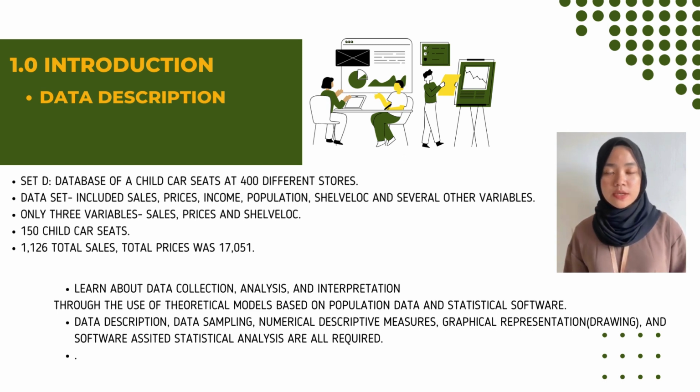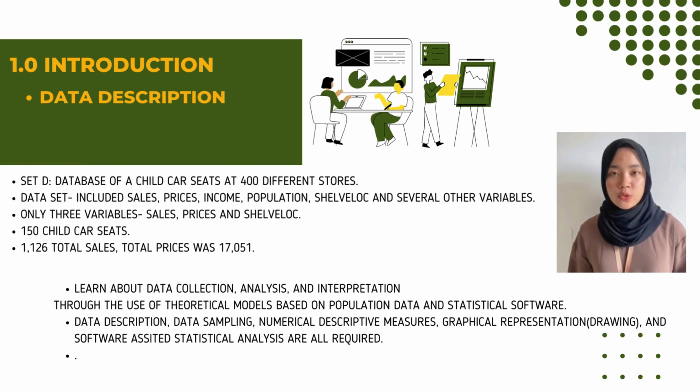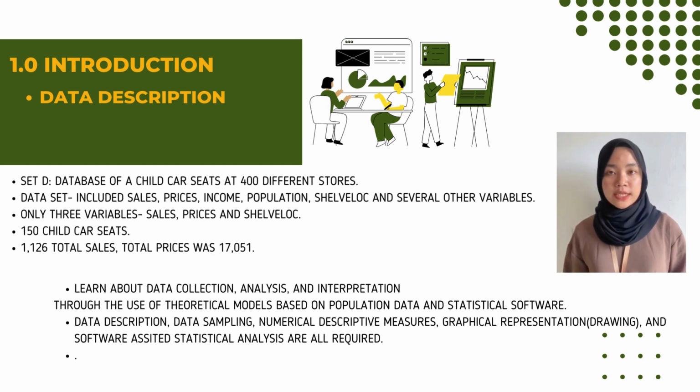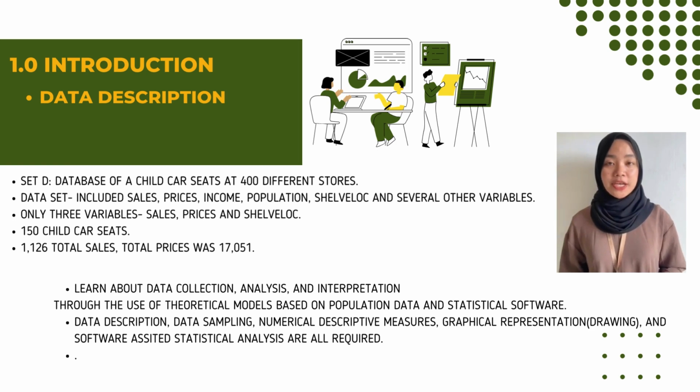Here I will present the result of the statistical analysis report for the data and information collected in this assignment. Our group was given the task of SETI, which is a database of child car seats at 400 different stores. The available data set for the study included sales, price, income, population, shelving location, and several other variables. Only 3 factors, however, sales, price and shelving location, were utilized to meet the study's goals. For this study, 150 child car seats in all. Based on the available data, there were 1,126 total sales and the total price was 17,051.